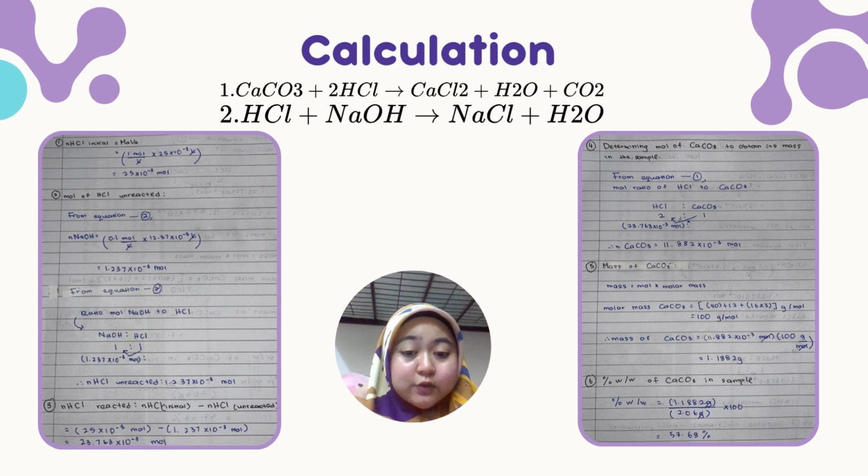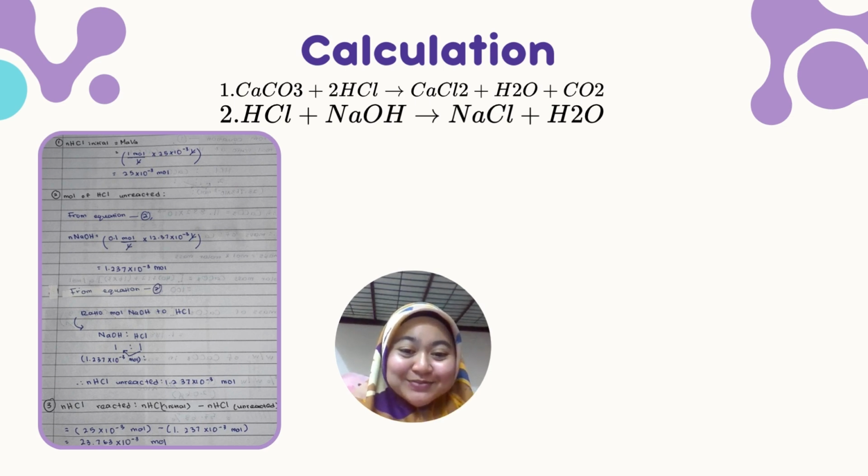After that, we need to find mass of CaCO3. Mass equal to mole times molar mass. Firstly, we need to find molar mass. Molar mass we get 100 gram per mole. So mass of CaCO3 is 1.1882 gram. Lastly, we find percentage of CaCO3 in sample. For percentage, we use weight over weight. And then we get 57.68%. That's all. Thank you.